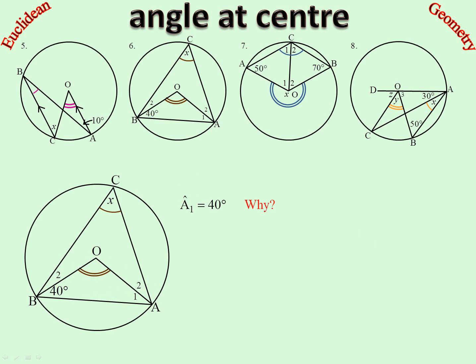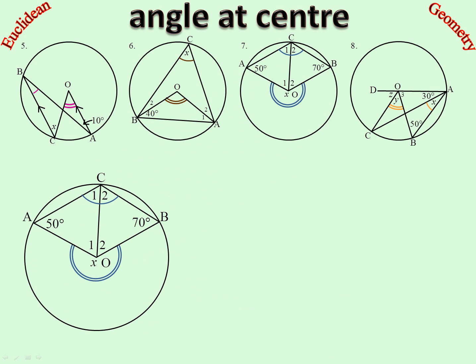So A1 is 40. Reason behind that? It's an isosceles triangle because of the radii. And therefore, O is 100. We have a 40, 40, and remember we add up to 180, angle sum triangle. So now that I know that's 100, these are all the triple. The arc subtending the angle at center, subtending the angle at the circumference. Therefore, 100 is twice x, angle at center, therefore x is 50.